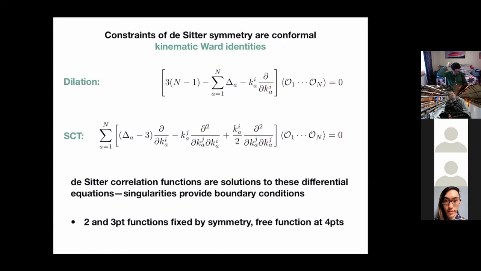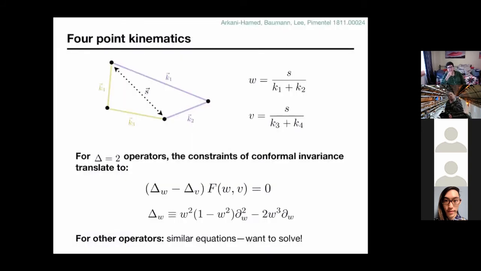And in some sense, these differential equations are almost too general, because any possible bulk process involving arbitrary loops and stuff like that will have to solve these differential equations. And so we sort of need some other information in order to pick out the solutions that we want. And one piece of information is that the singularities will provide boundary conditions for the solutions to these differential equations. And then, of course, as is very familiar, the 2- and 3-point functions are just completely fixed by symmetry in the de Sitter limit. And so the first non-trivial stuff really happens at 4 points, where you have a free function's worth of freedom.